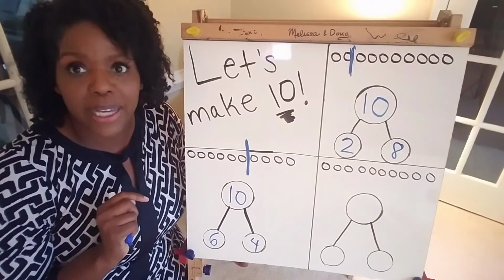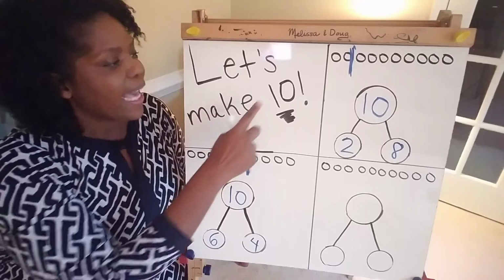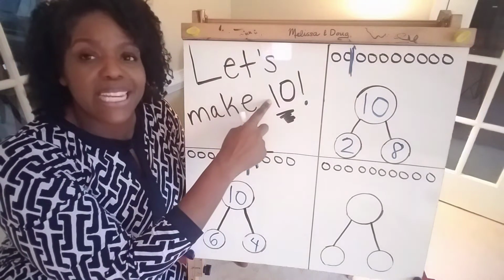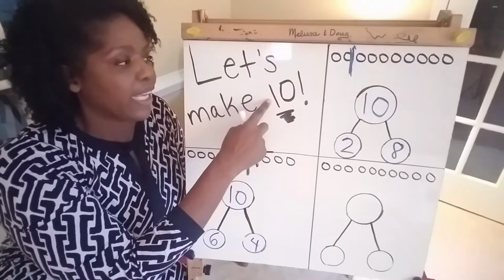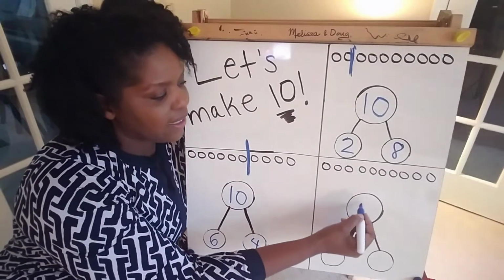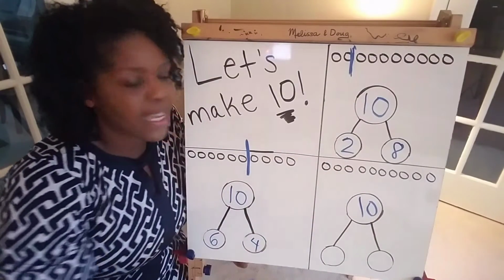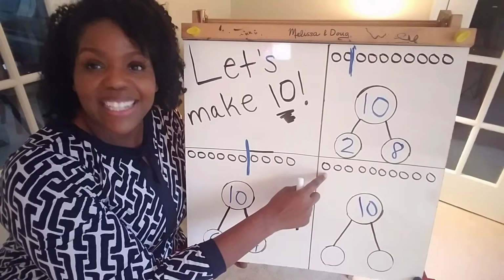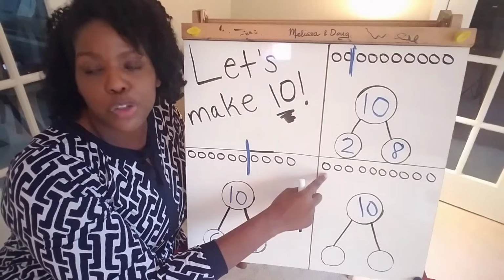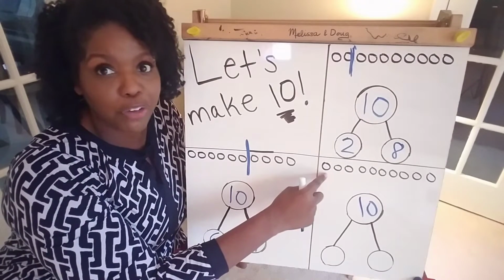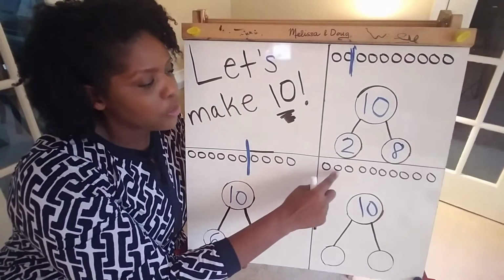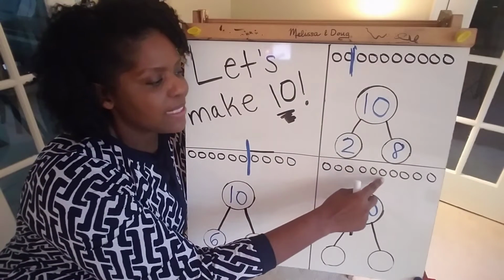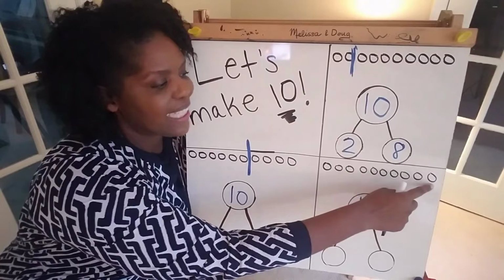Let's do one last example. Again, we are making or decomposing the number 10. So I'm going to write 10 in this part of my number bond. I have added 10 circles to help me to visualize it. Let's prove it by counting. 1, 2, 3, 4, 5, 6, 7, 8, 9, 10.